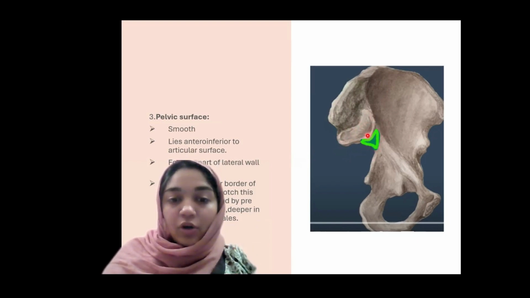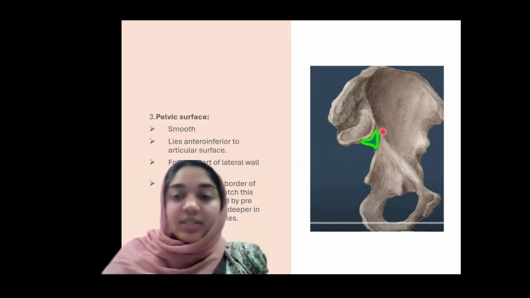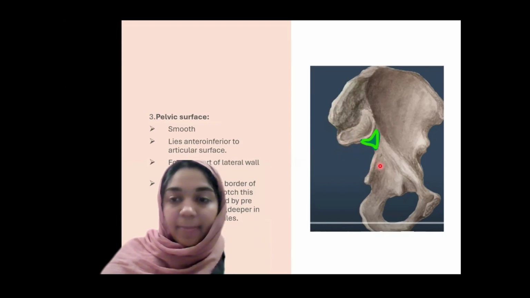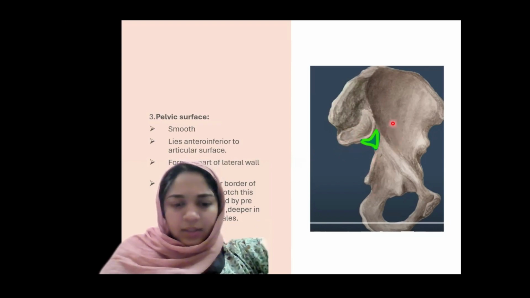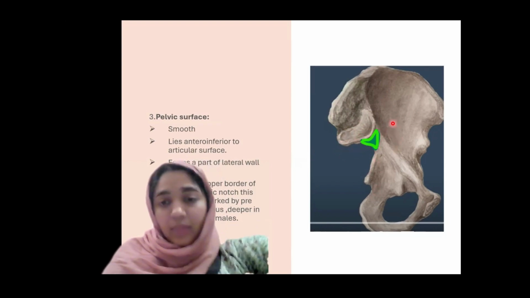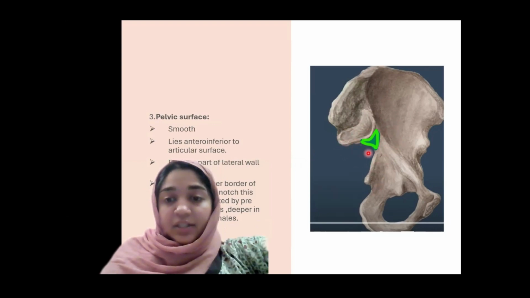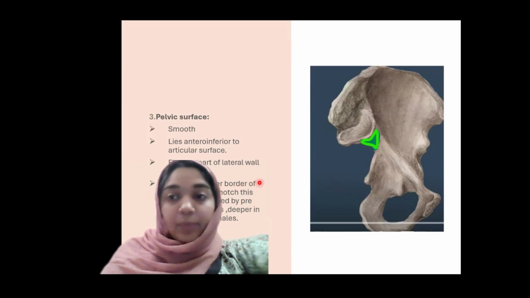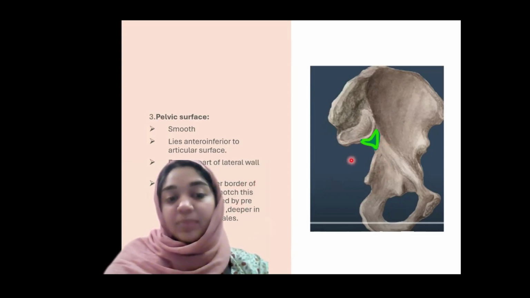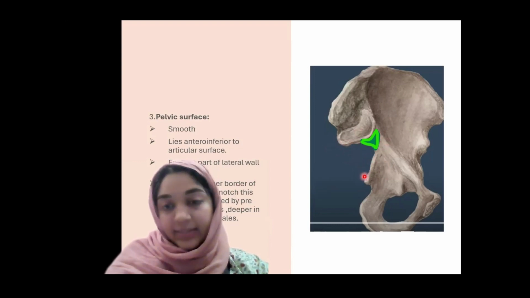Along the upper border of this greater sciatic notch, this surface is marked. So basically, this is the greater sciatic notch, and the text is saying that along the upper border of the greater sciatic notch, this surface is marked by the preauricular sulcus, deeper in females than males.